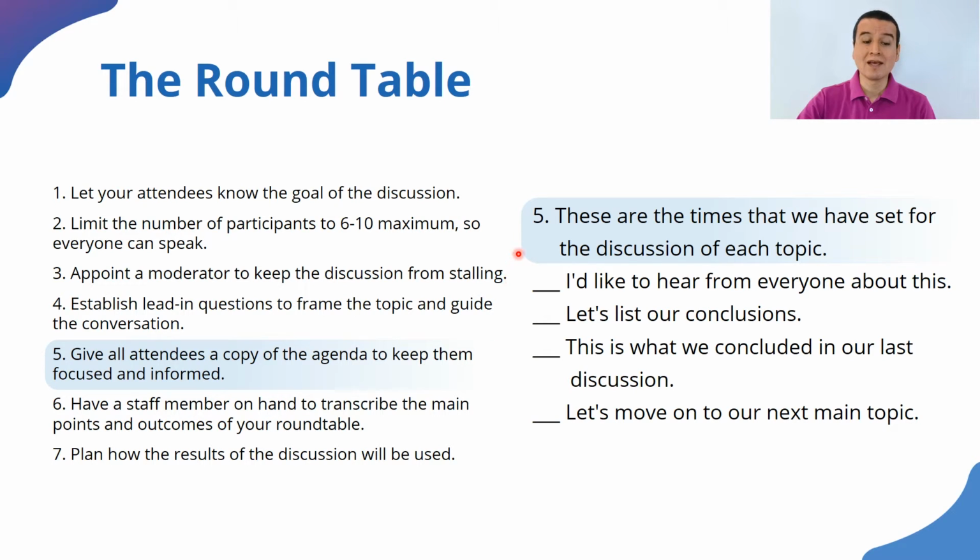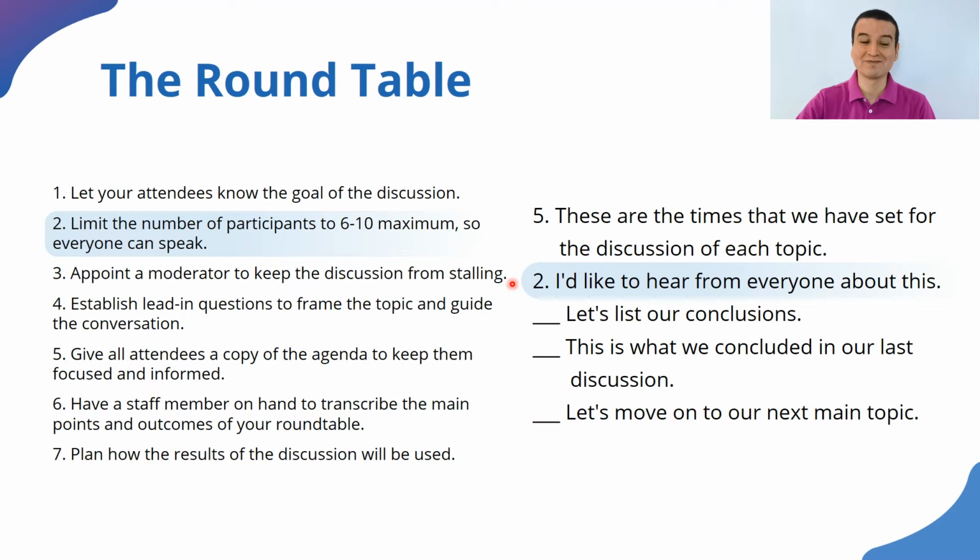Number 5. The next one. I like to hear from everyone about this. If somebody says, I want to hear from everyone, if you want to hear everybody speak, you must have limited the number of participants. So that relates to number 2. Good. Now, let's list our conclusions. All right, let's list our conclusions. If we list them, it's because probably we have planned about how to use the results of your conclusion. That will be related to number 7.